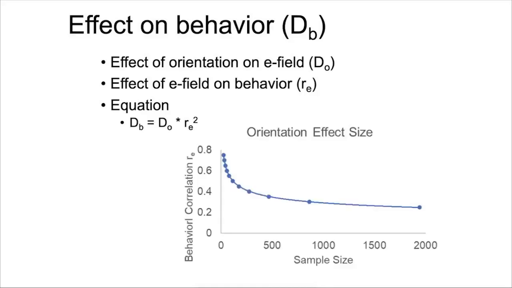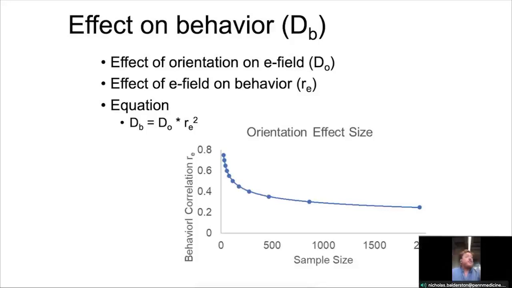I estimated how many subjects you might need given a set of hypothetical correlations between E-field strength and behavior. What you can see is a decaying exponential function describing this. If you have a correlation between behavior and E-field strength of about 0.5 or greater, you can see an effect of orientation on behavior in a sample size that is appropriate for what we've been doing in clinical trials, so less than 100 per group.